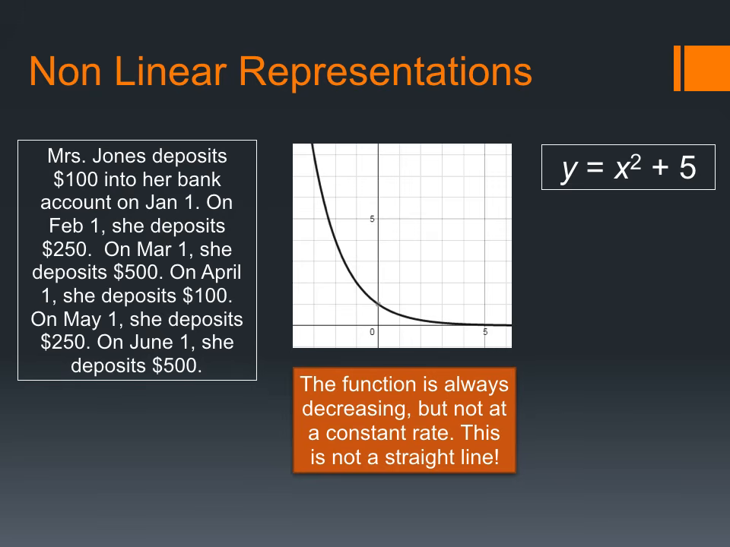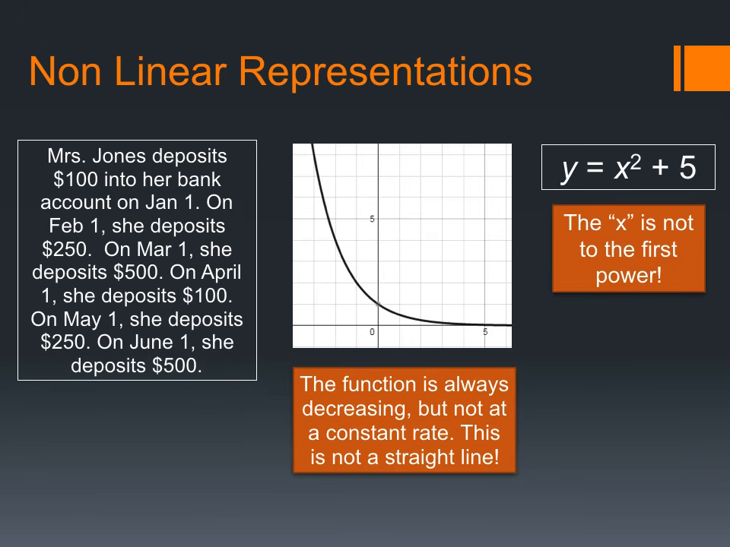Secondly, in the equation, notice the x is not to the first power. That's why this equation is not linear. And now in the situation, the rate of change that is described is not constant.